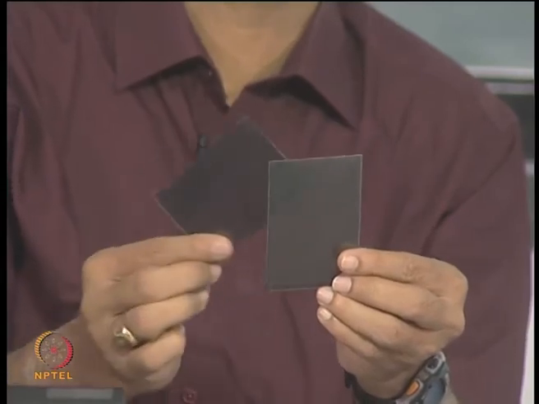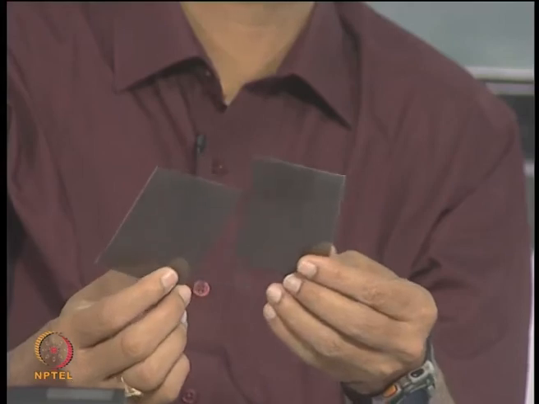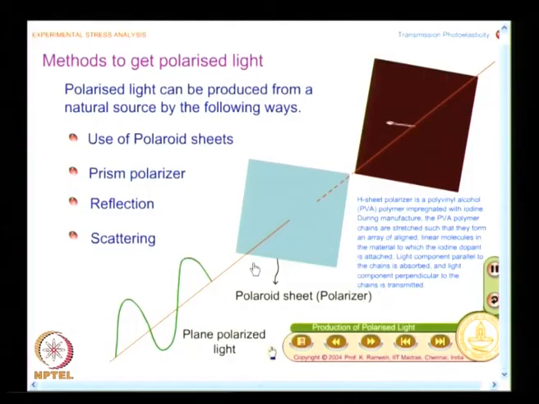This is a polaroid sheet, and the greatest advantage of this polaroid sheet is that you have a larger field. I have brought a small sheet, you can have it large, even 1 meter length. On the other hand, when you go to a prism polarizer, the field is small. And largely photoelasticity gains advantage because of these polaroid sheets.